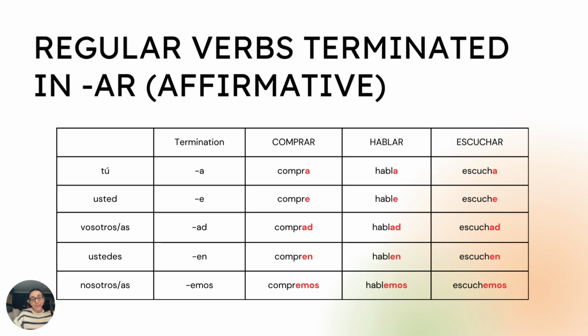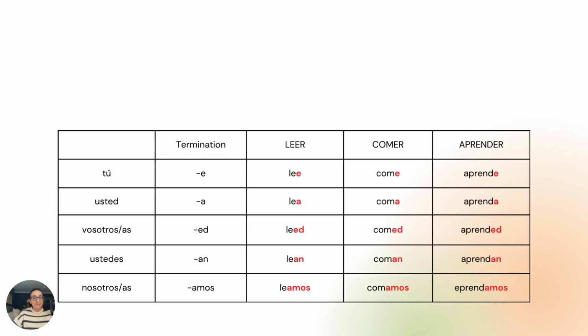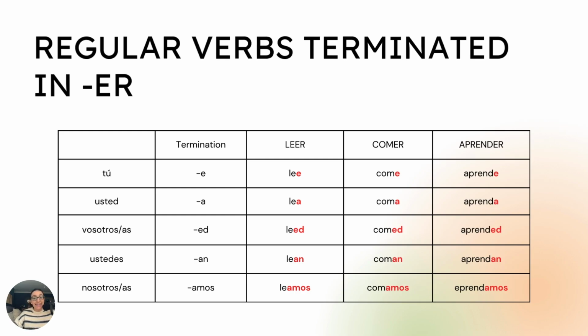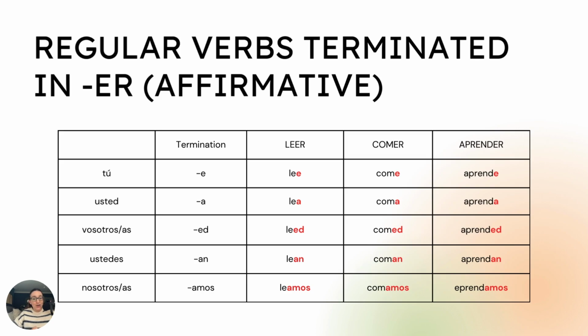So let's have a look at verbs finished in ER. Some of the regular verbs finished in ER are going to be leer, to read, comer, to eat, y aprender, to learn. The same thing that we had before. Here are the terminations. You need to know these by heart. And in Spain, children will learn these in primary school.